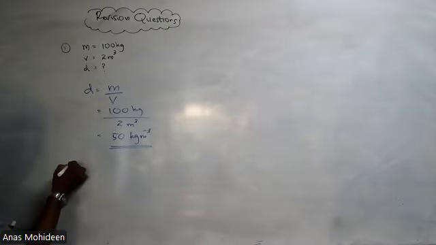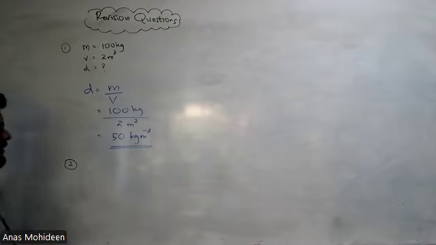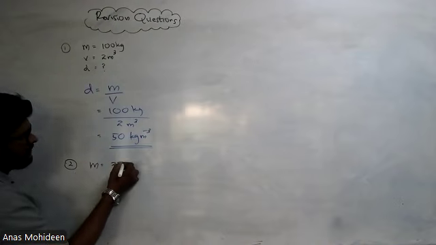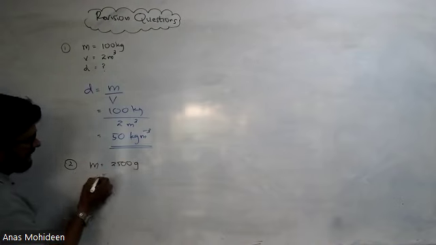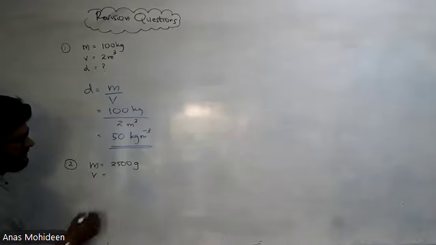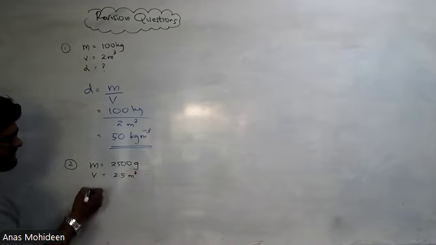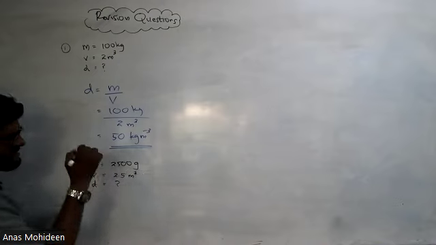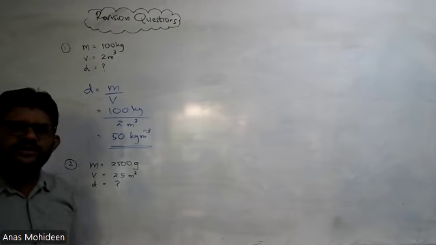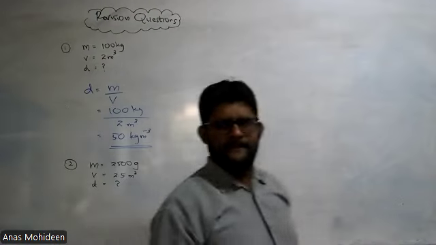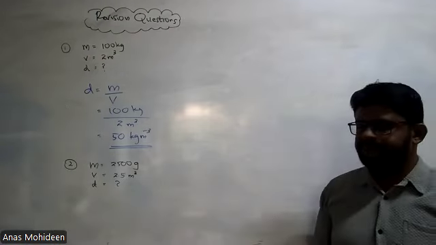Let's take question number 2. So I'm giving you the mass now: 2500 grams, and the volume is 2.5 cubic meters. What is the density? Can you find out the density for this? Take your time.